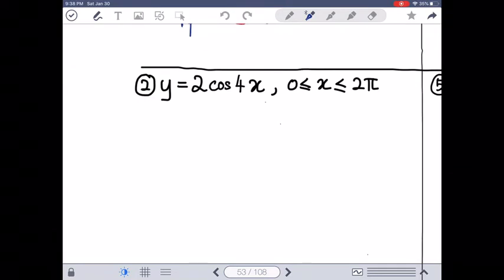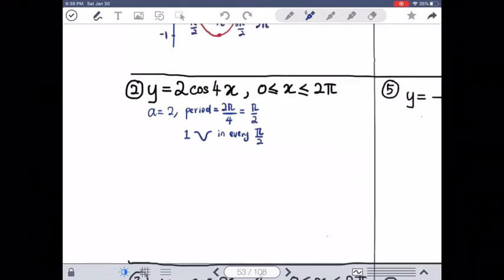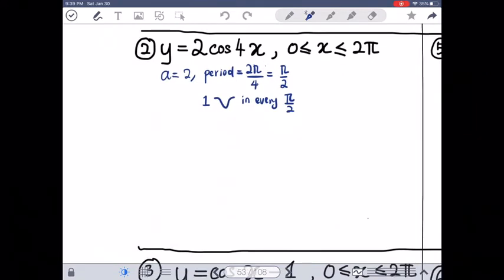Now we move to the next example. y equals 2 cos 4x. There is no shift, C equals 0. Our A is 2. Our period is 2 pi over n. In this case, our n is 4, which gives pi over 2. So for every pi over 2, there will be one cycle. C equals 0, so there is no shift.